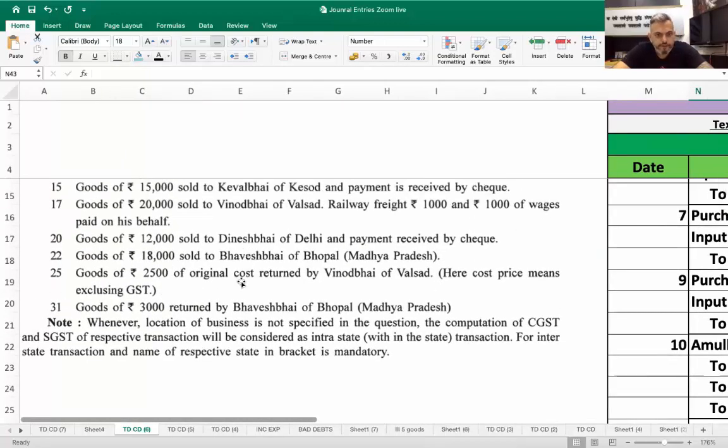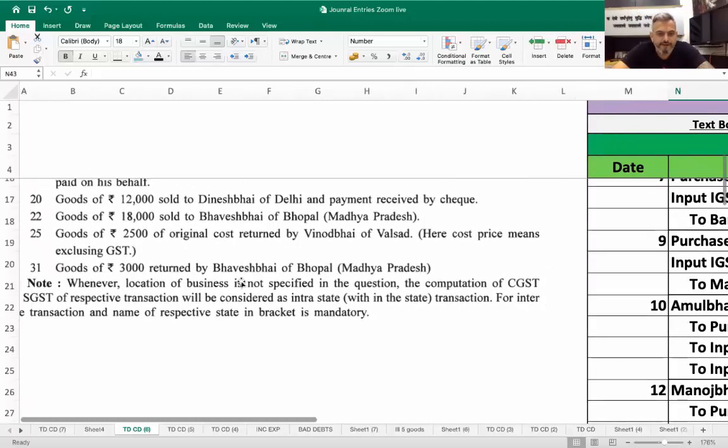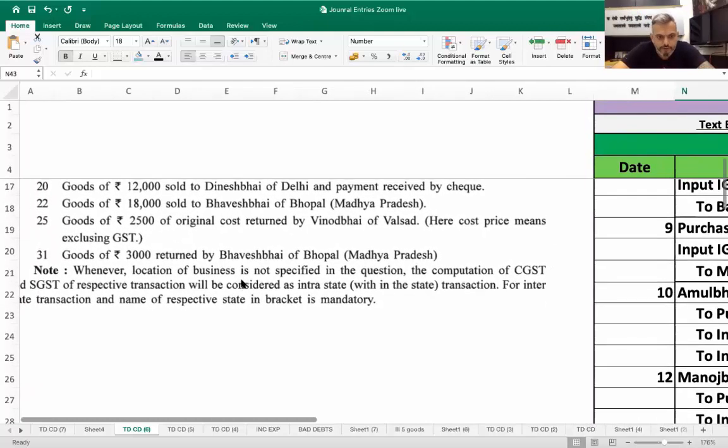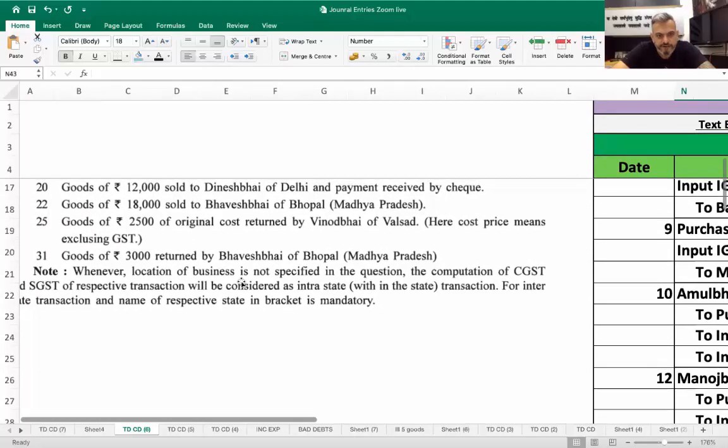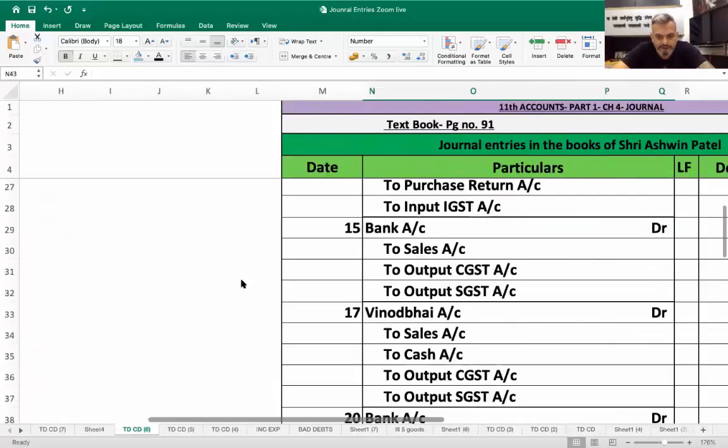Goods of 2,500 of original cost returned by Vinod of Valsad. Your cost price means excluding GST, यानी 2500 रुपए का सामान टैक्स अलग से. So returned by Vinod Bhai of Valsad. So what comes in? Goods comes in. Sales return account debit 2,500.